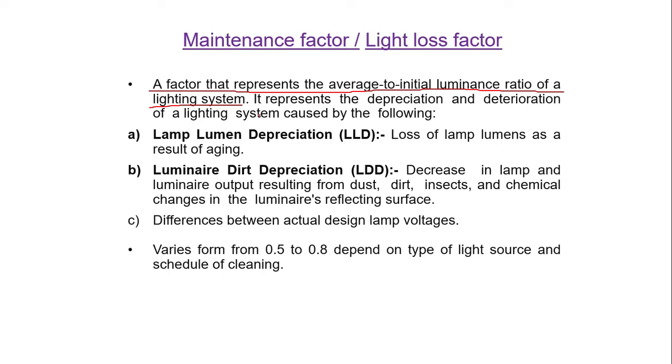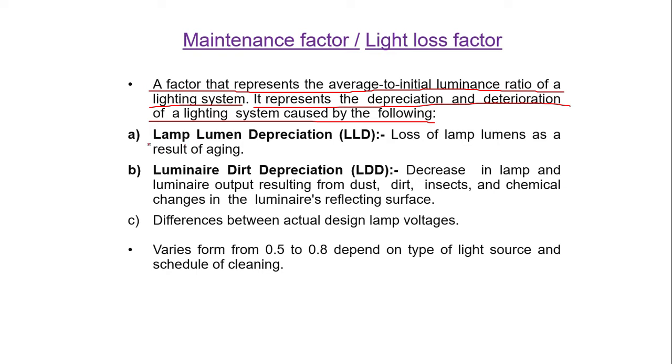So what happens when a new light fixture is purchased, we have seen in our household also. If you purchase a new light fixture, be it of any reputed brand, it will give you the maximum lumen output which it is rated for. But as the days pass by, its output gets reduced gradually, right? So that reduction, or the average light after a point of time relative to its initial output, is regarded as the maintenance factor of that particular light fixture. So it basically represents the depreciation and deterioration of a lighting system caused because of the following factors.